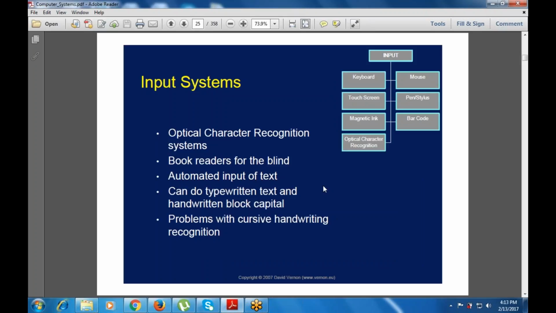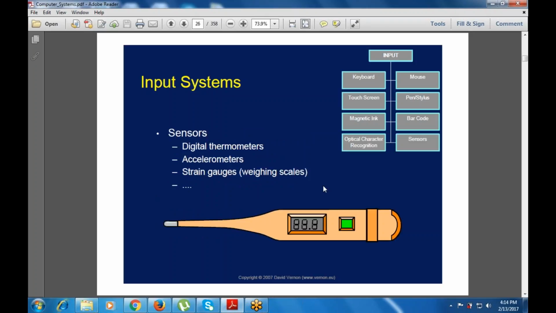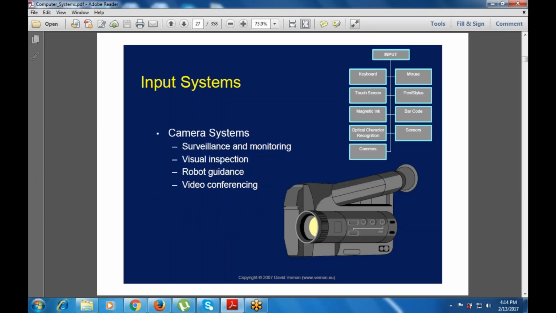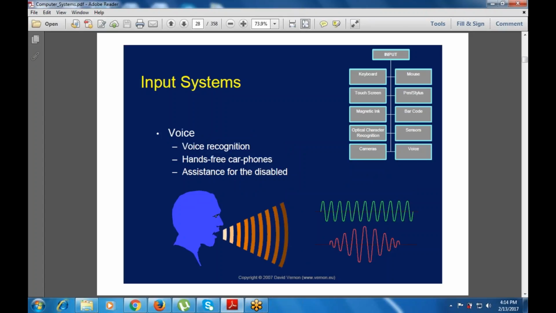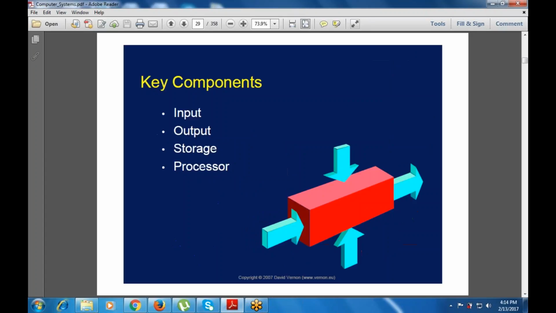Then optical character recognition, that is used for the book reader for the blind, automatic input of the text, and can do the typewritten text and the handwritten block capitals, with problems for cursive handwriting recognition. Then sensors: a digital thermometer, accelerometer, strain gauge, that is a weighing scale, is also used as a sensor. Then camera systems, used for monitoring, visual inspection, robot guidance, video conferencing. Then voice recognition: hands-free car phones, assistance for the disabled.